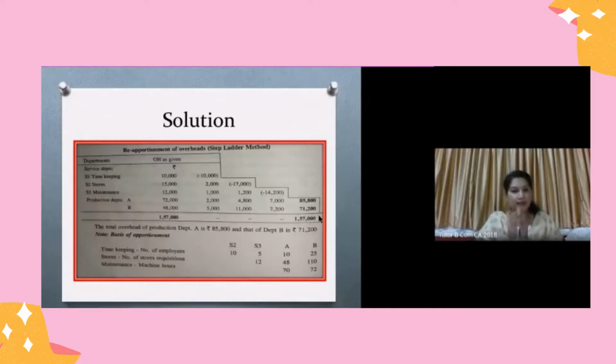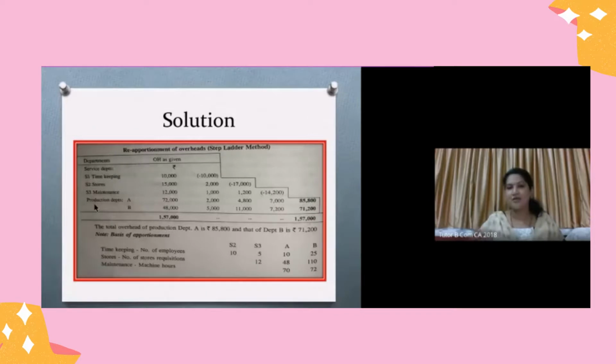Okay, now in this method, what you have to remember is the service departments are arranged in the order of serviceability. From your exam point of view, maybe the question itself will do the arrangement, or else you would be asked to arrange by dictating. But in the real scenario, you know which is the most serviceable department. So here in this question, timekeeping being the most serviceable department, we arrange that first, then comes store, then maintenance, and then at the last we have the production department.